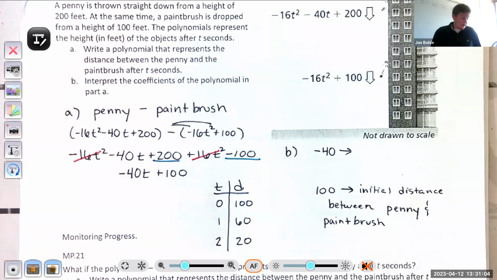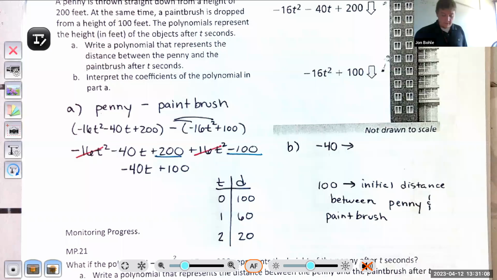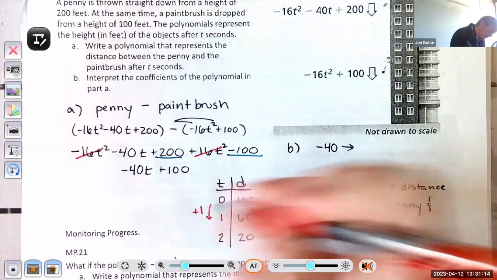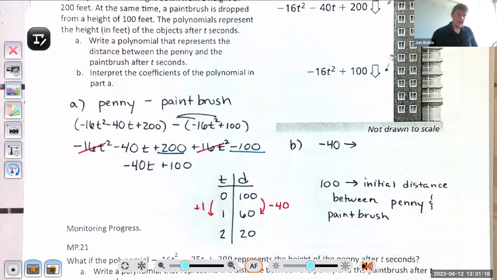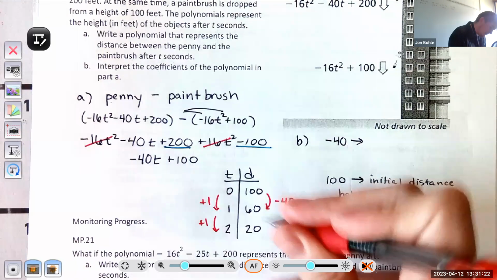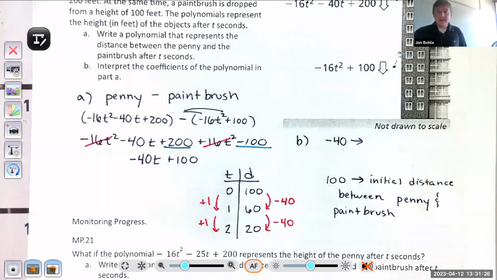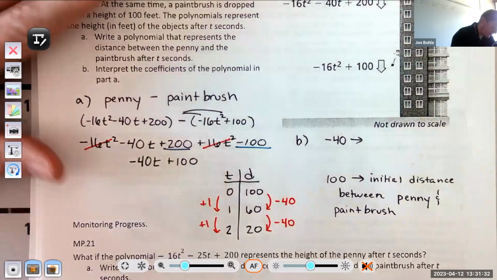Now, where's this negative 40 coming from? I don't see it in my table. Well, although you may not see it, it is there. And it's there in a sneaky way. Every 1 second, the distance in between them decreases by 40. So what is the negative 40 representing? Well, it's representing the distance each second they get closer.